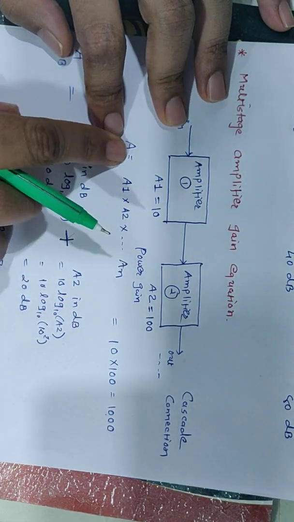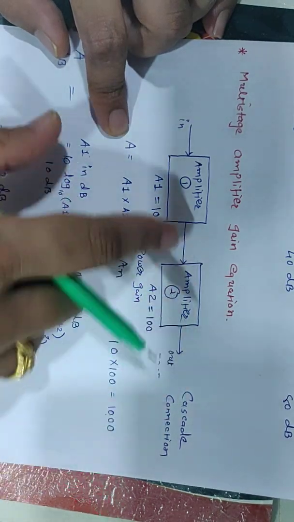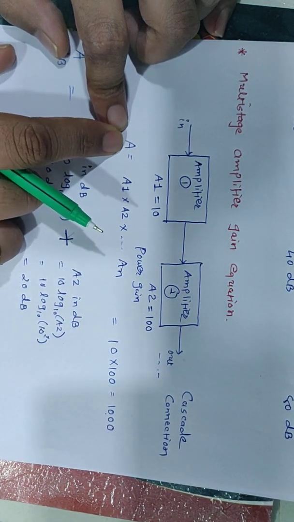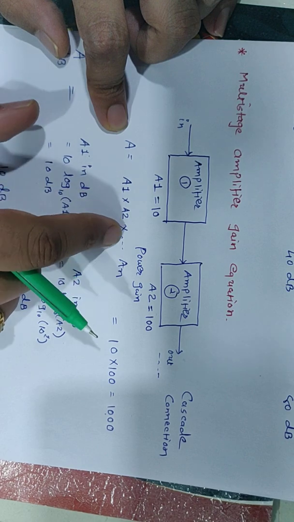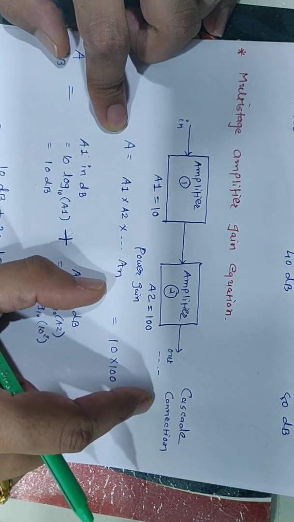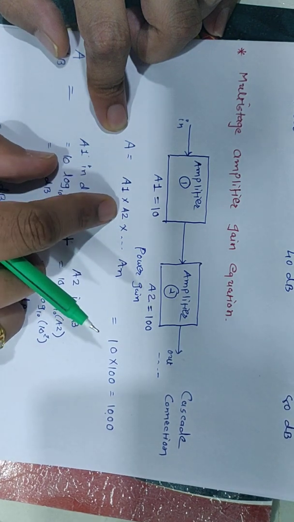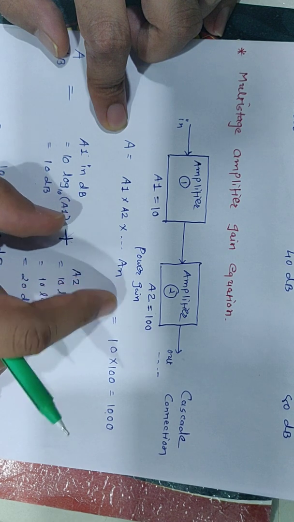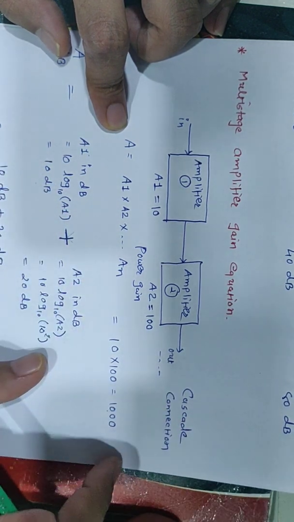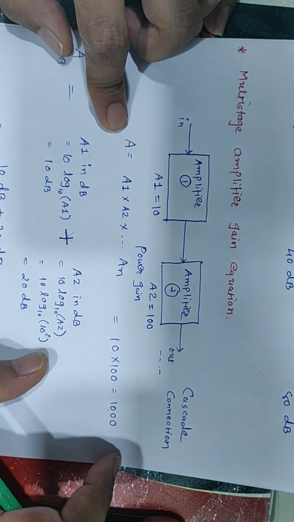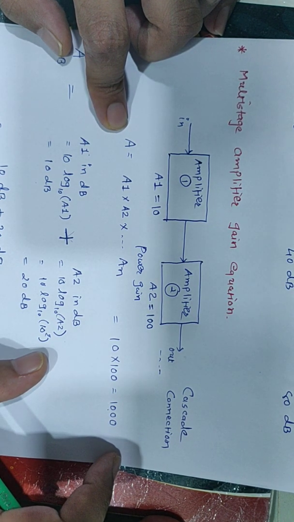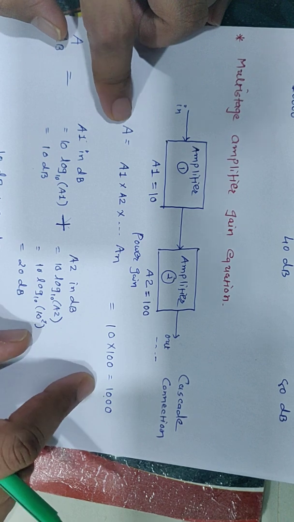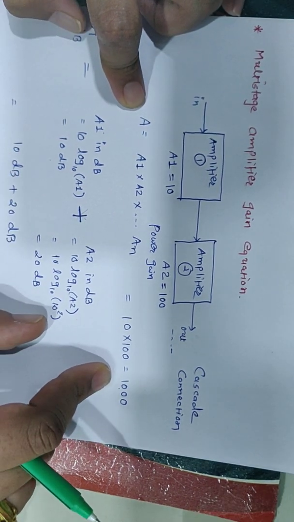Okay, so the overall gain of multiple cascaded amplifiers can be found by the following equation: A is equal to A1 into A2. If there are n stages connected in cascade, then we can multiply the gains of the individual amplifiers like this: A1 into A2 into up to An. That means all the individual amplifiers' gains will be multiplied. So in this case, the gain will become 10 into 100, so it will become 1000.